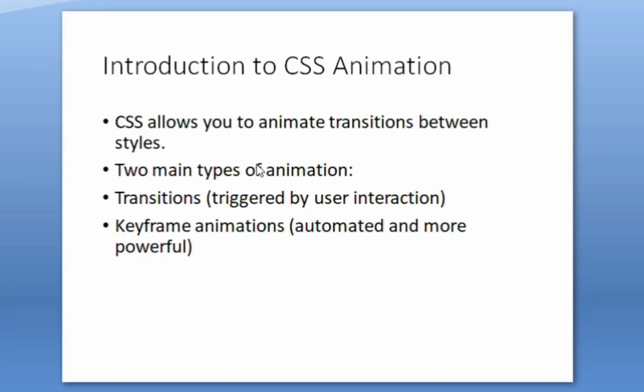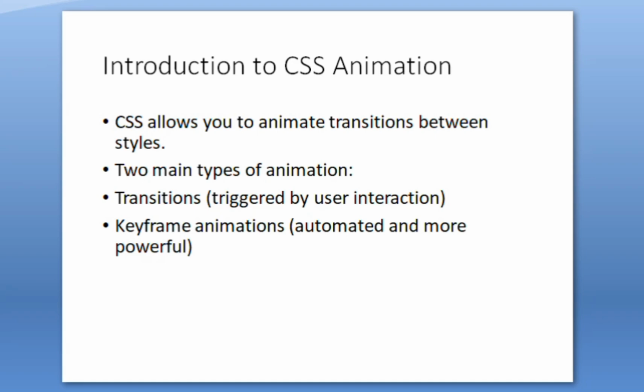Now here you can see the introduction to CSS animation. CSS allows you to animate the transition between styles. There are two main types of animation, that is transition and keyframe animations. First, the transition we already completed. Now it's time to see the keyframe animation, which is automated and more powerful. So what does animation in CSS mean? It is a way to make the elements on a web page move or change smoothly over time, like fading in, sliding, or changing the size or color. So let's see one small example.